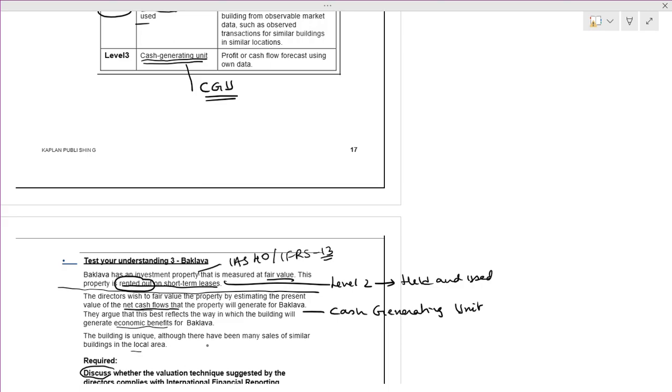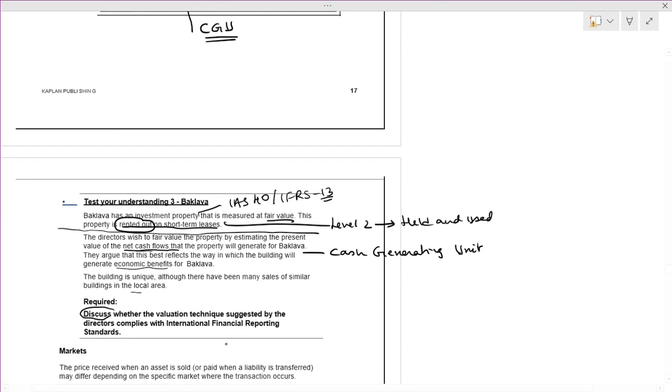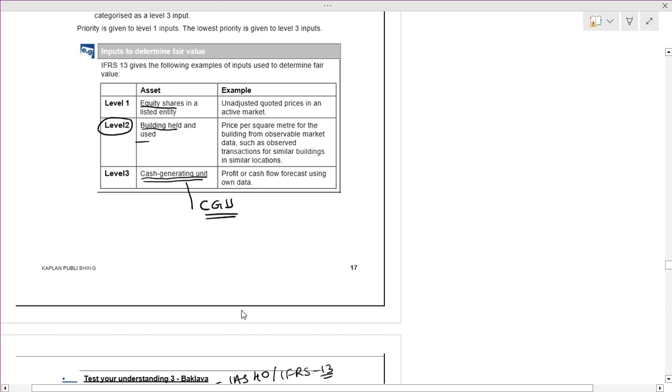Are you clear about this? Yes. But see, you have to give the arguments how it is. The building is unique. Also, there are many sales of similar buildings in the local area. Which means what is happening? If we are talking in terms of sale, is it right? If you are taking the things in terms of sale, it comes in level 2.